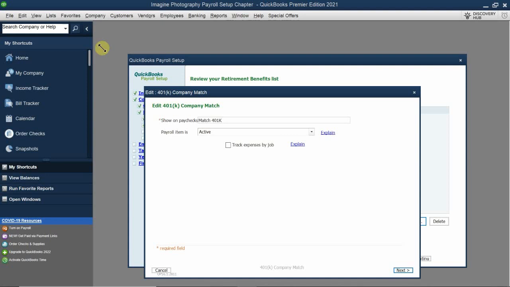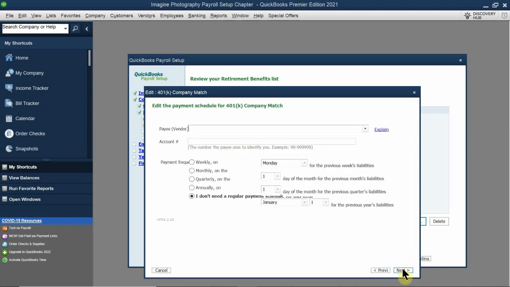All right. And it's an active item. Yes, it is. Okay. And then I want to, let's see. We can go ahead and click next. And then now we can go ahead and set up the person.